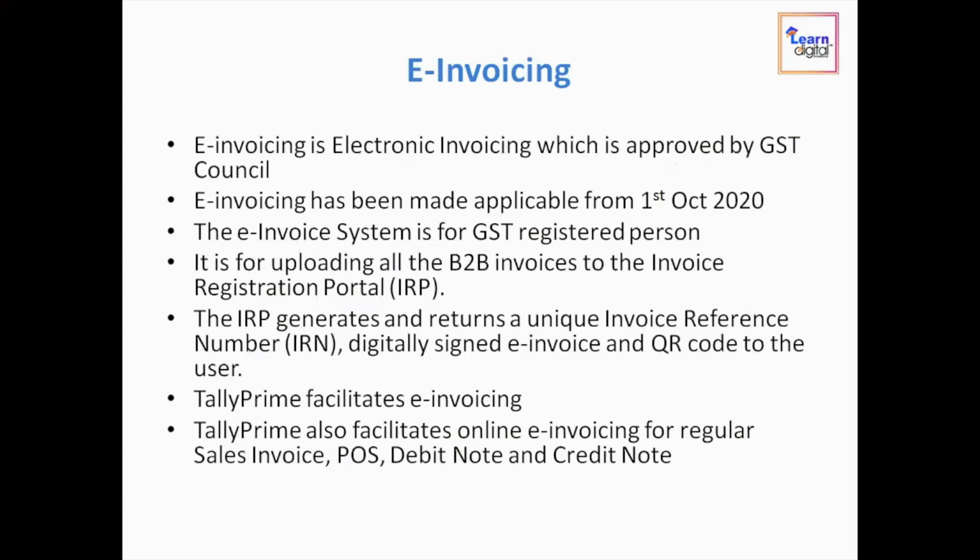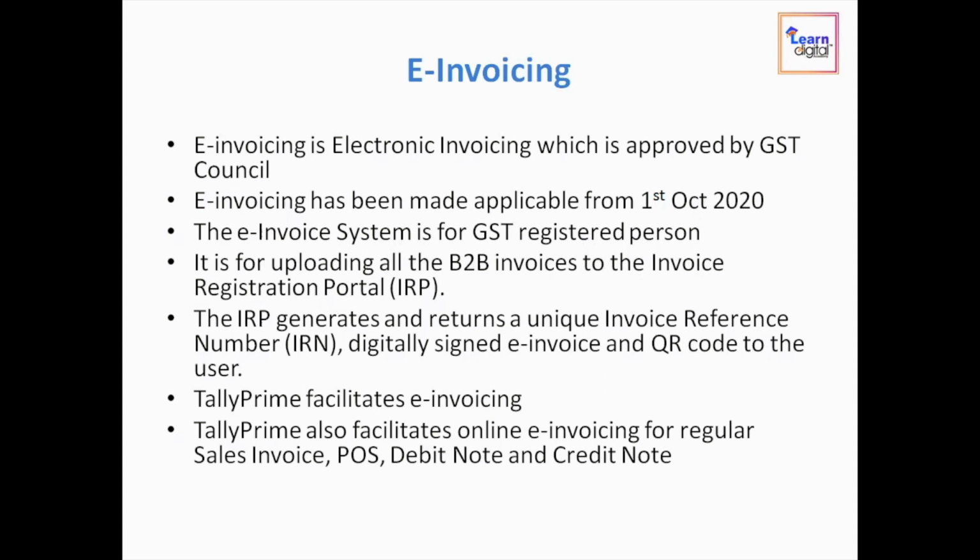Then e-invoicing. The next part is e-invoicing. E-invoicing is electronic invoicing, which has been approved by the GST Council. It started from 1st October 2020. The e-invoice, that is the online or electronic invoicing system, is for GST registered persons. Those businesses that are registered with the GST Council can avail the facility of e-invoices. It is for uploading all the B2B, business to business, invoices to the invoice registration portal, IRP.